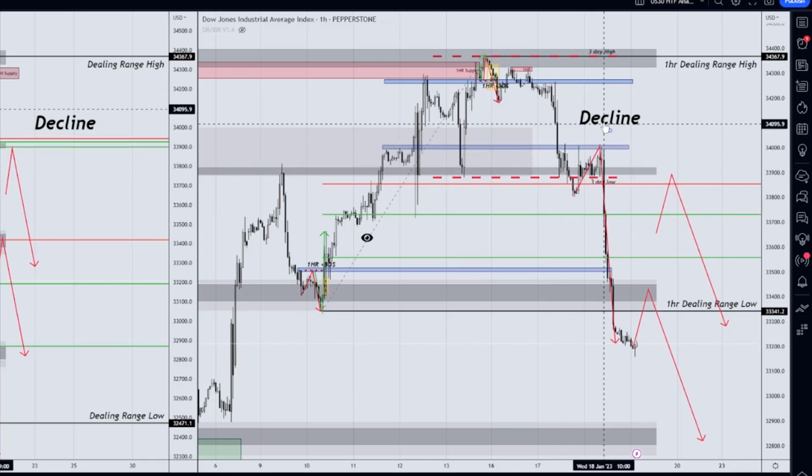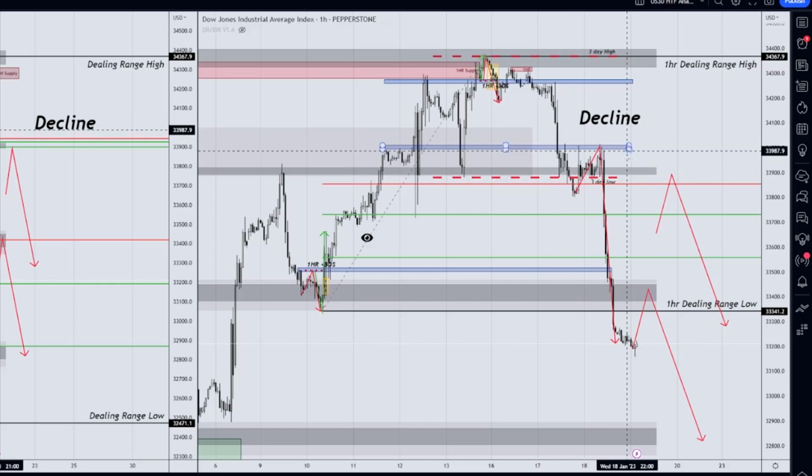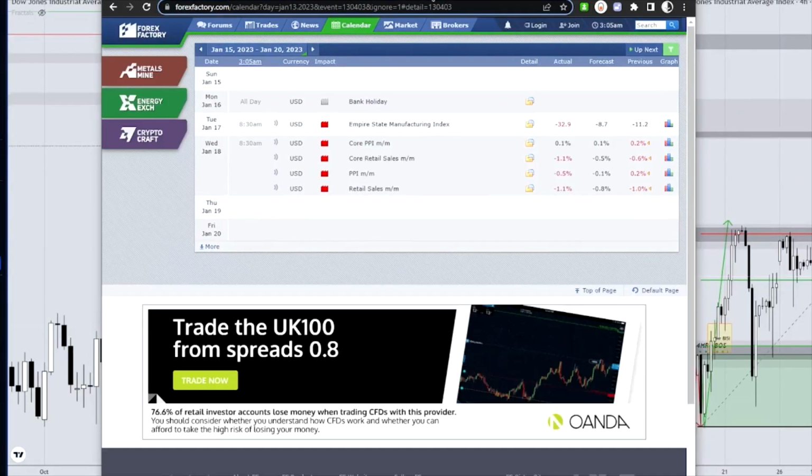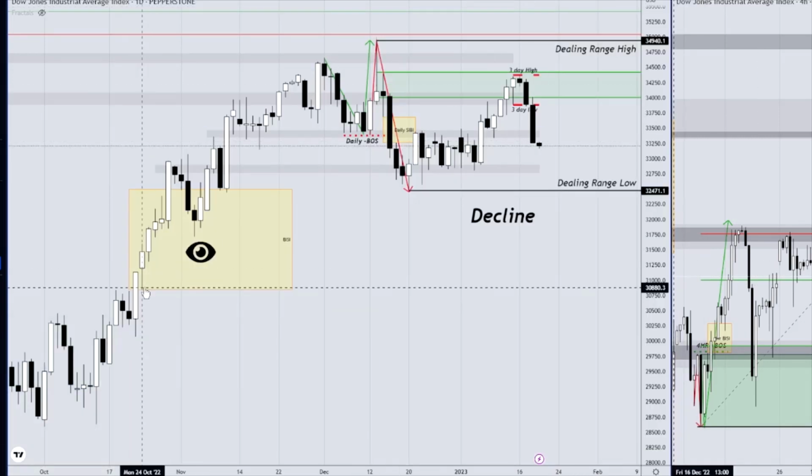On the hour, my markups yesterday were in this area. I was anticipating a pullback, thinking that we were going into phase one, but it looks like this price action here was possibly phase one. So yeah, let's just make a start on reviewing it very quickly.